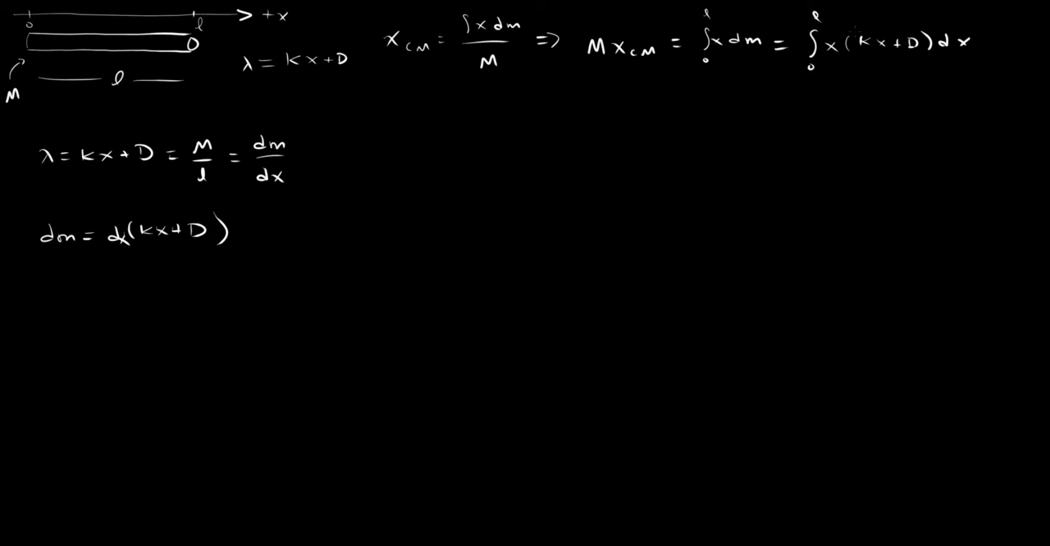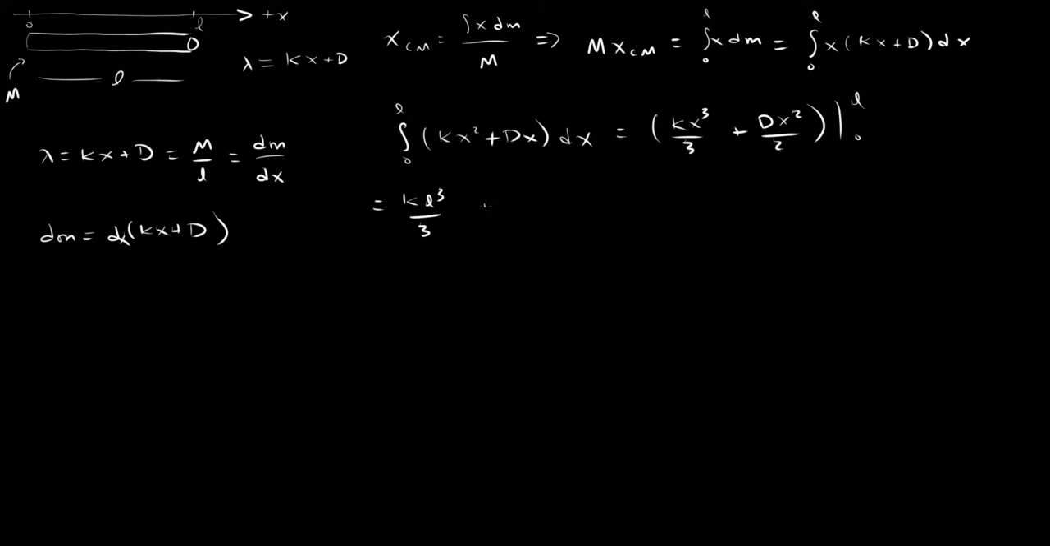So if I FOIL out this x to both parts of the stuff that's inside of the parentheses, we get that this turns into the integral from 0 to L of kx squared plus dx dx. This is a different dx than that dx, of course. Now if we evaluate this, it'll turn into kx cubed divided by 3 plus dx squared divided by 2, evaluated from 0 to L, and that turns into kL cubed divided by 3 plus dL squared divided by 2.